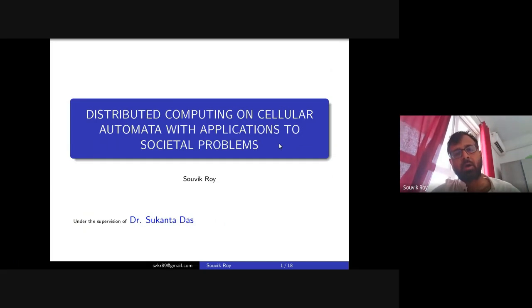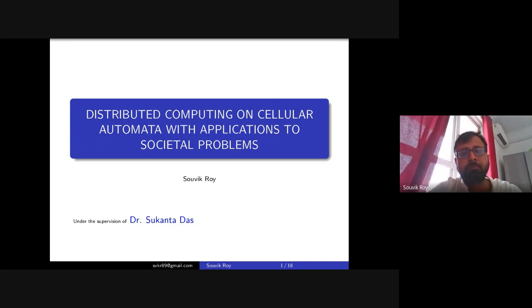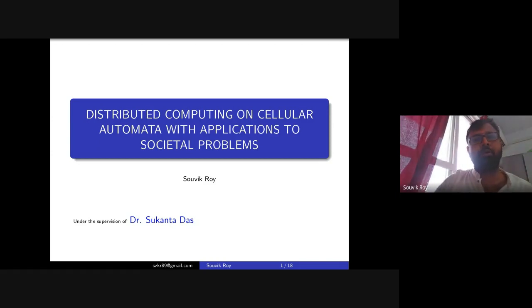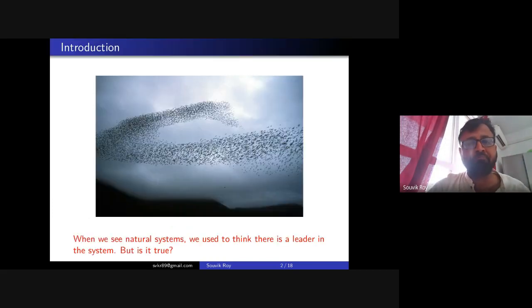The title of my thesis is Distributed Computing on Cellular Automata with Application to Societal Problems, under the guidance of Professor Sukanta Das. In this 15-minute time, it is not possible for me to explain all the theoretical details, but I will try to focus on what the thoughts are, why we are doing these things, what the outcomes are, and what the future possibilities are.